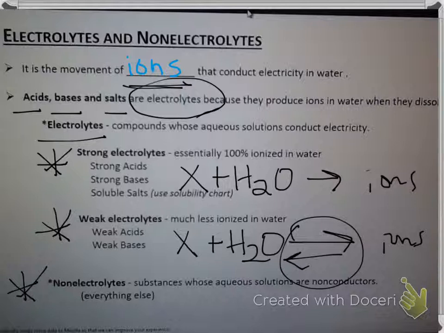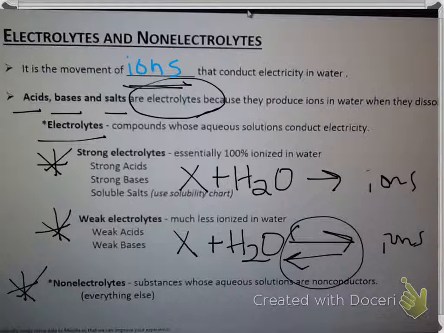A substance whose aqueous solution is a non-conductor is a non-electrolyte. It's everything that's not an acid, not a base, and not a soluble salt. So if something's insoluble, obviously it's not going to form an aqueous solution. It's a non-electrolyte. There are also things that dissolve in water that do not form ions, things like glucose or sugars. They're not acids or bases, but they just dissolve in the water. So they would be examples of non-electrolytes.